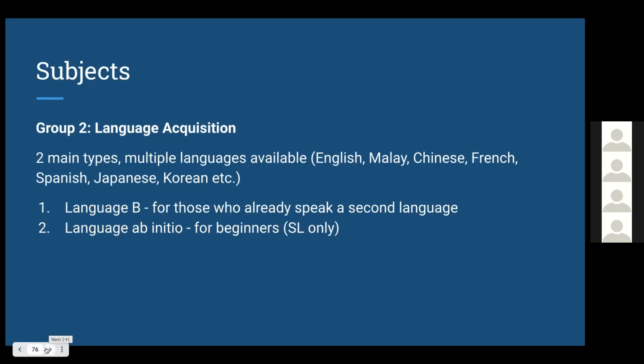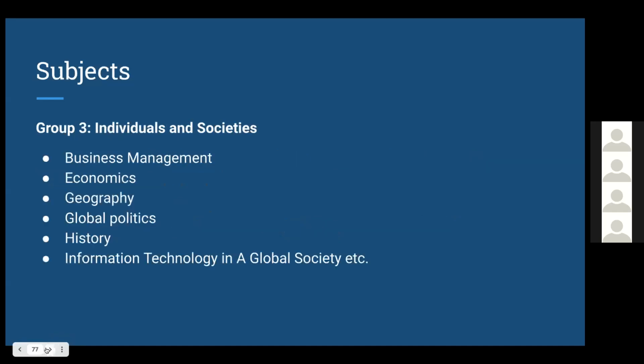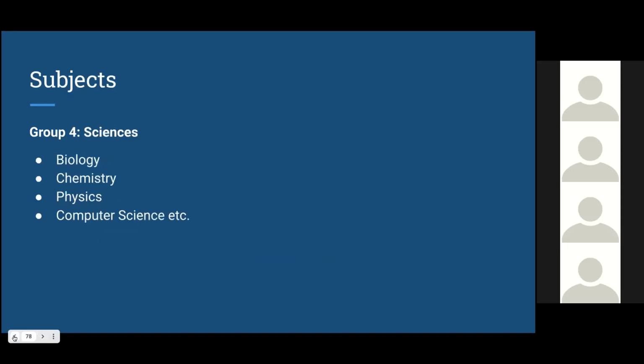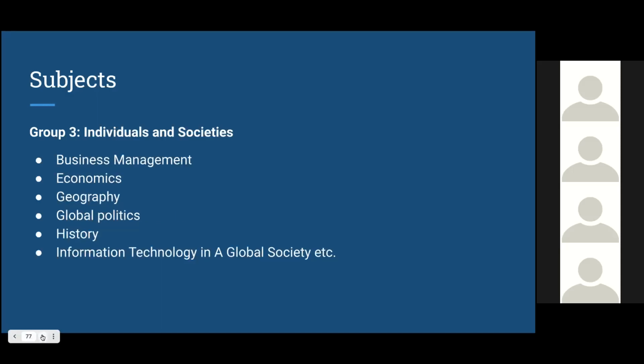So moving on, group 3 will be individual societies. So these are your typical humanities subjects. In IB, there's a very long list of subjects under this category, and we wouldn't be able to list everything. So here is a short list: business management, economics, geography, global politics, history, information technology in a global society, and the list goes on and on. You can find it on the IB website if you want a full list. Keep in mind that not all schools will offer all the courses as well, so you need to be aware of what courses your school will provide.